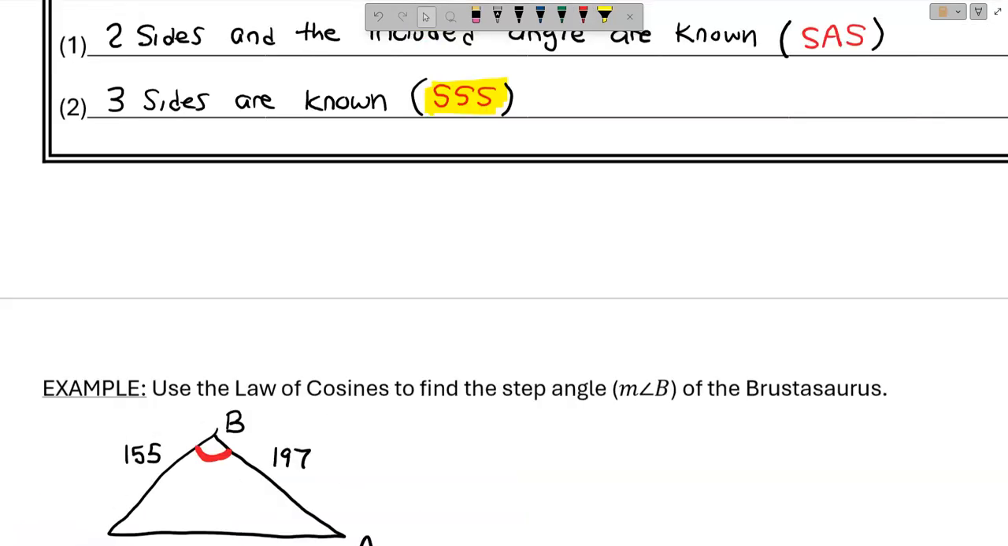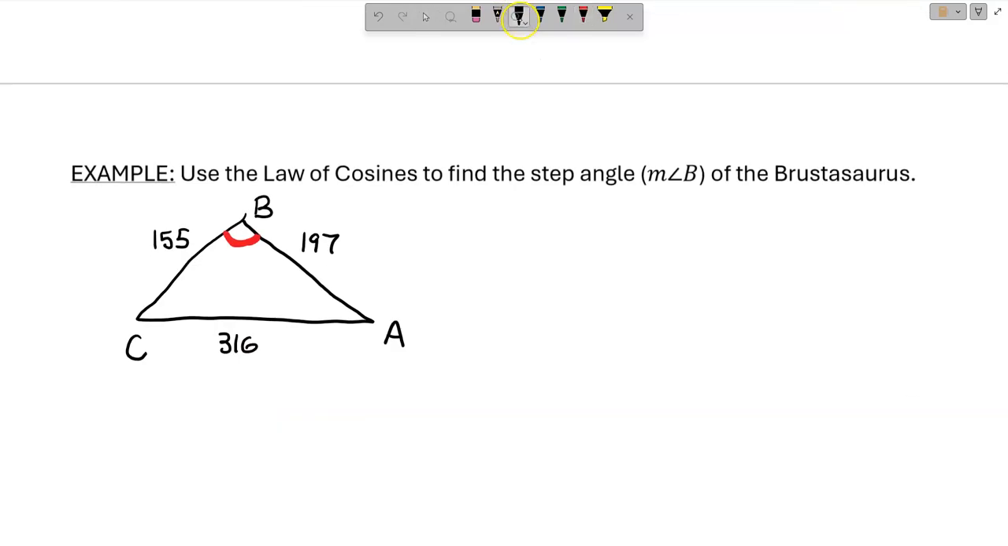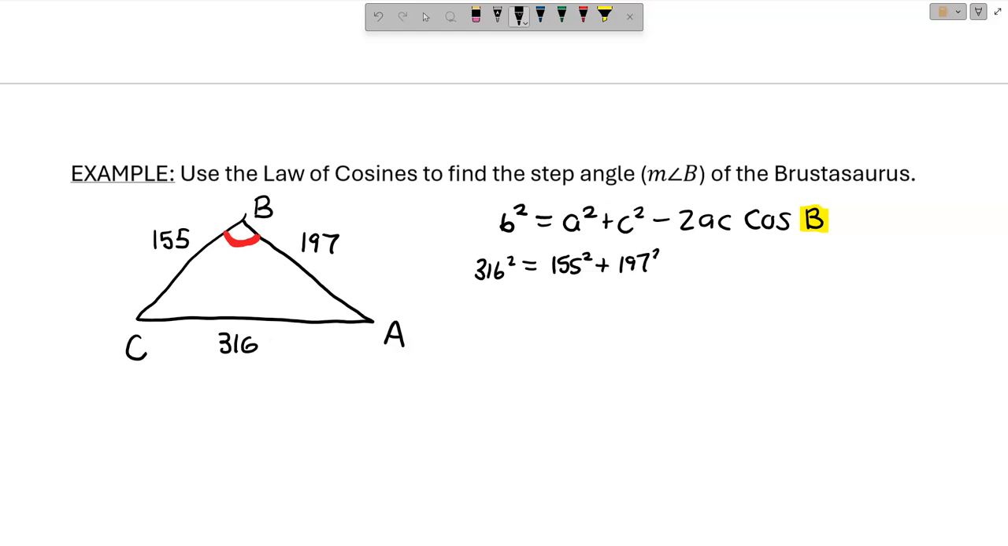Because I want to find angle B, the formula I want to use in this case is this middle one. So I'll write that out in its letter form: B squared equals A squared plus C squared minus 2AC cosine of B. Now we have everything we need except B, and that's okay. That'll be our variable in this question. We know that B squared is going to be 316 squared. We know that A squared is going to be 155 squared and C squared is 197 squared. Minus 2, A once again was 155, C was 197, and once again cosine of B we don't know.